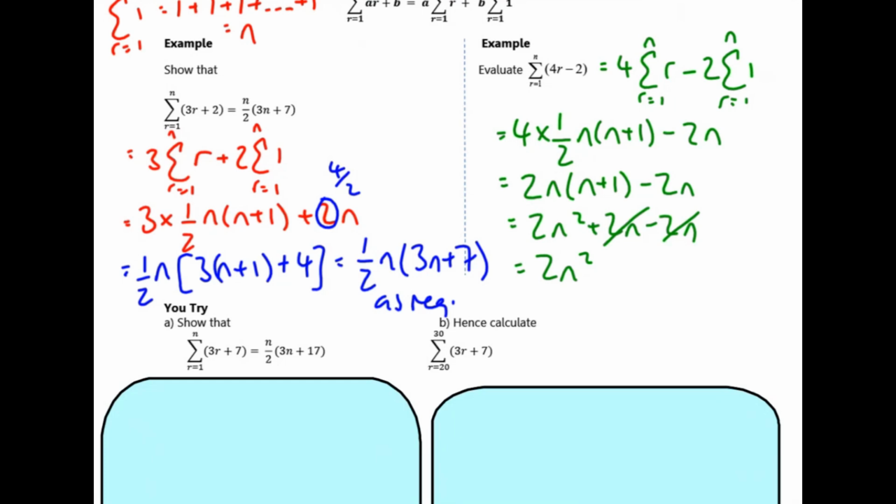As a try underneath, please could you pause the video and have a go at that one, and I'll reveal the answer in a second.